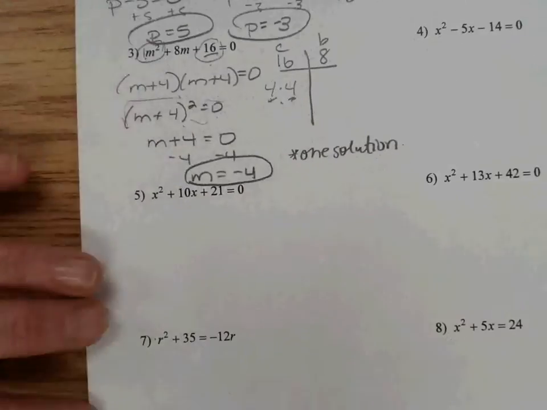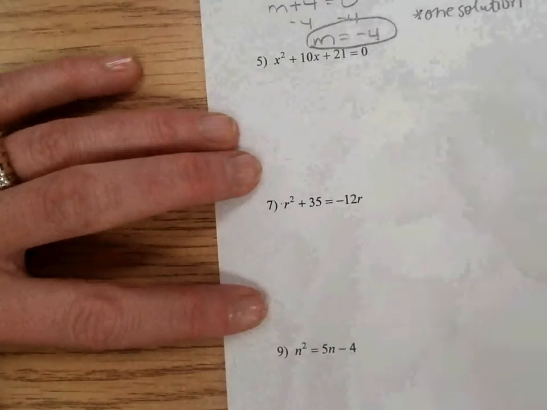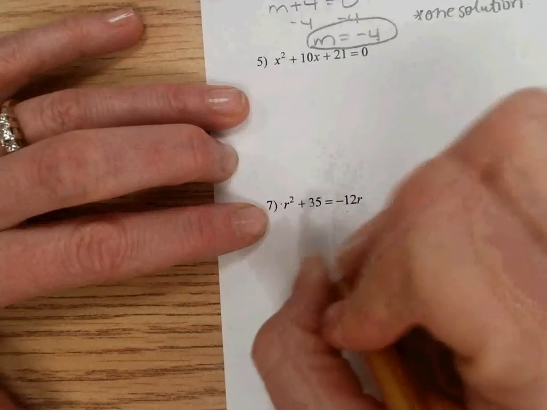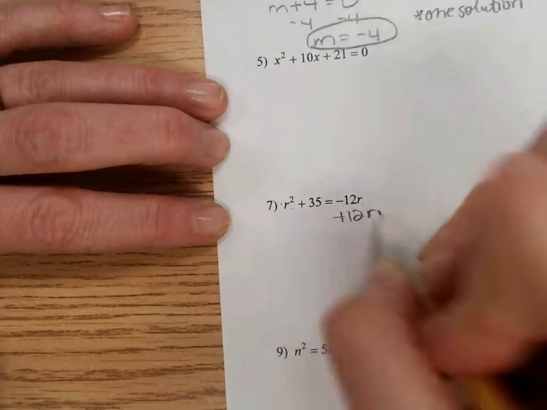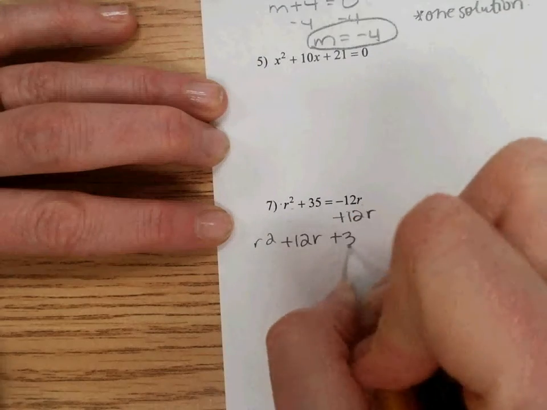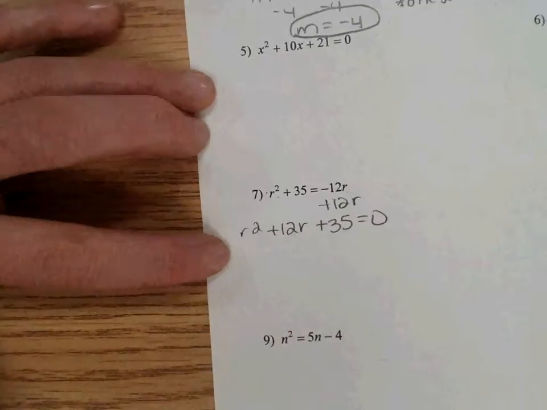So let's take a look at a problem where we have to set it equal to 0. In this case, we need the 12r on the left-hand side, so we add 12r to both sides. We get r squared plus 12r plus 35 equals 0, and factor from here.